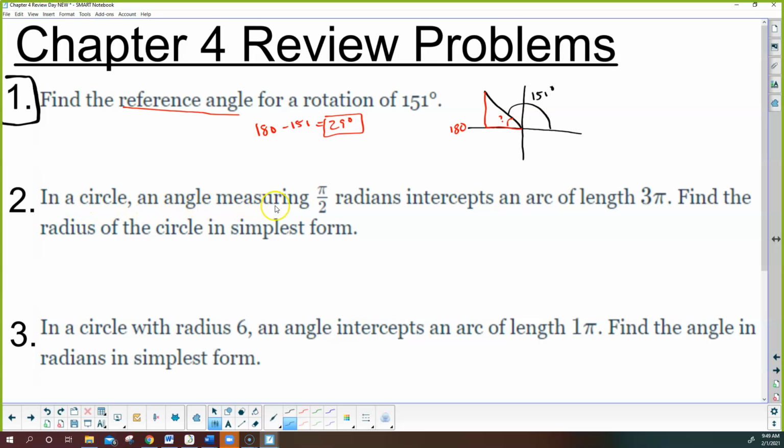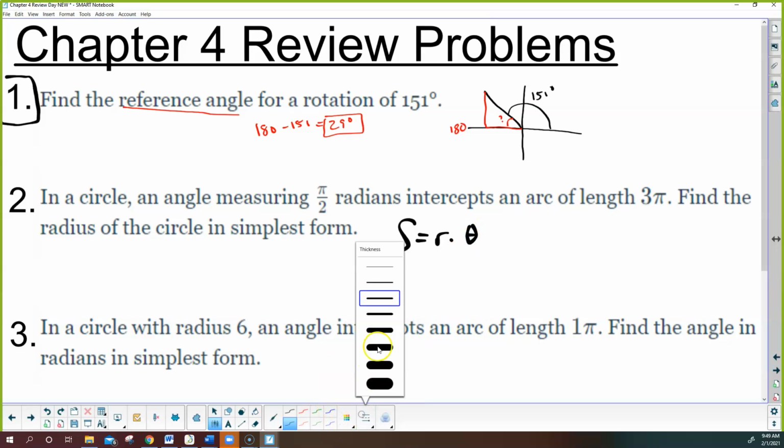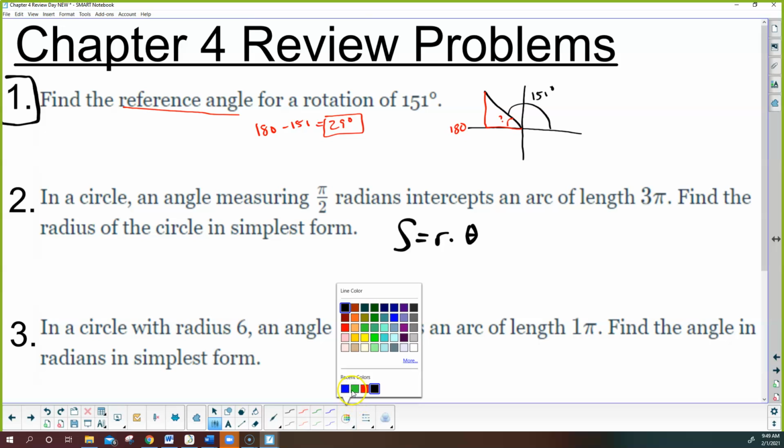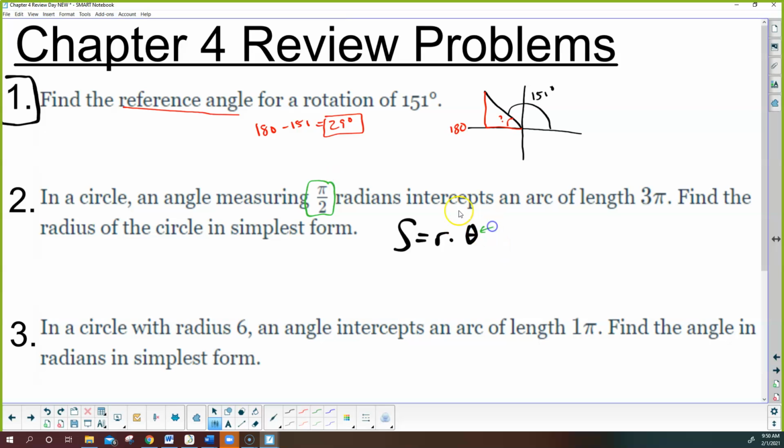Number 2: in a circle, an angle measuring pi over 2 radians intercepts an arc of 3 pi. Find the radius. So this is an arc length. What do I need to see from you? I need to see the fact that you know what the arc length formula is. And then you do have to remember, arc length has to be in radians. So if this was in 90 degrees, I would need to convert this. And that's usually where students make the mistake.